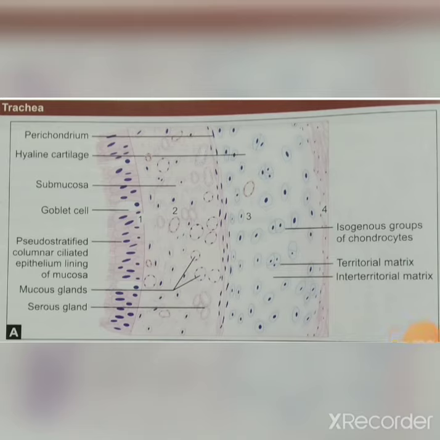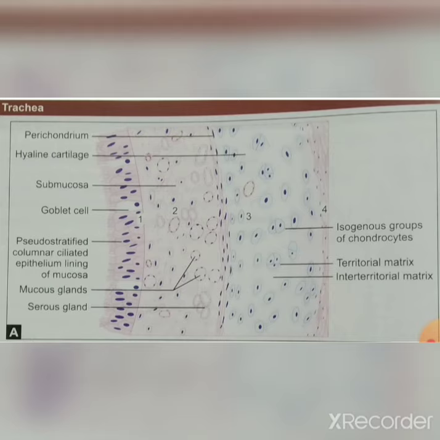Moving on to the histological structure of the trachea, it consists of four layers. First of all, the mucosa, next the submucosa, then comes the cartilaginous layer, and the last layer is called the adventitia. First of all, you can see here in this diagram the mucosa, which is formed by a pseudostratified ciliated columnar epithelium with goblet cells in it and an underlying lamina propria.